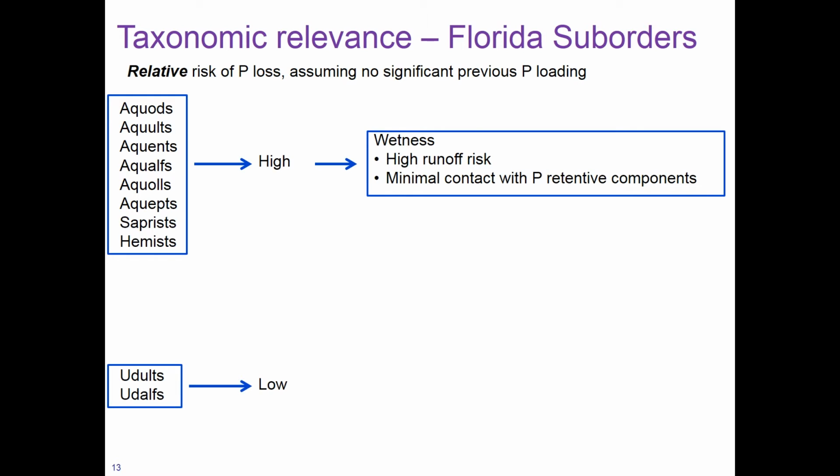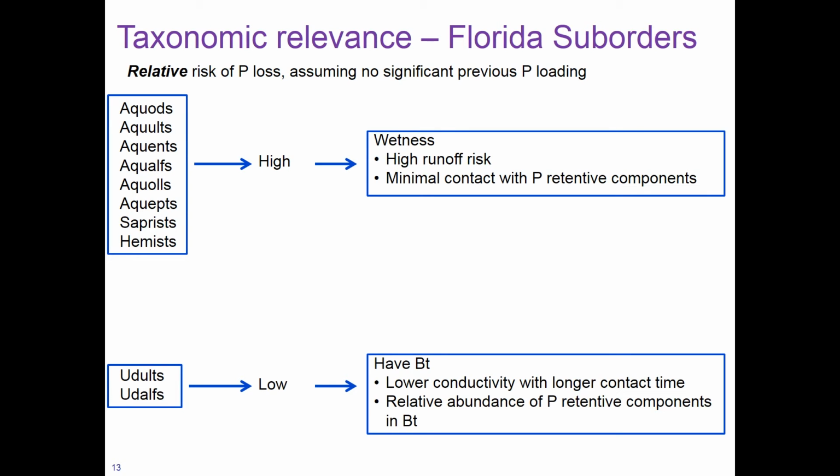Udalfs and udults would be an example of relatively low risk because they have Bt horizons that have slightly lower conductivity with longer contact time for phosphorus in solution and relatively abundant P retentive components in the Bt.